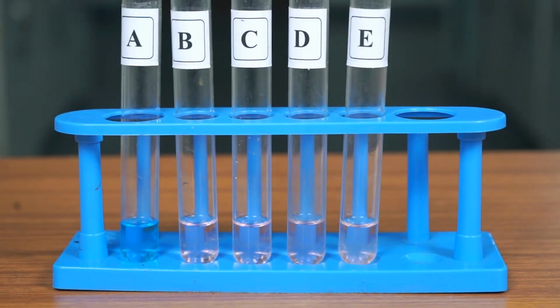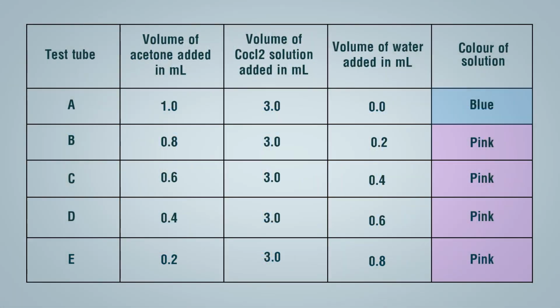Now compare the intensity of the colors in the test tubes B, C, D and E with the blue color in test tube A taken as the reference test tube. Record the observation in tabular form.